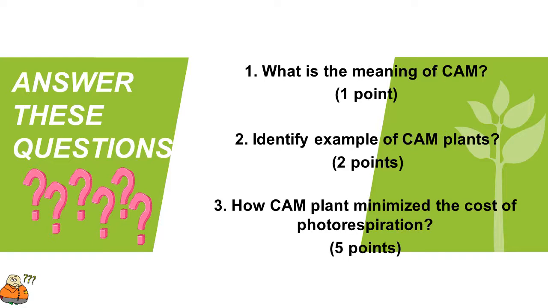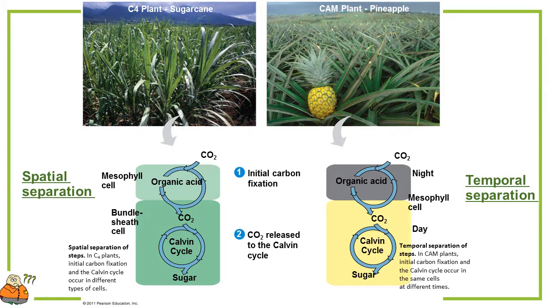Notice in this diagram, the CAM pathway is similar to the C4 pathway. The first step is carbon dioxide being incorporated with the PEP by the PEP carboxylase enzyme, producing an organic acid named oxaloacetate. Oxaloacetate then releases carbon dioxide, which enters the Calvin cycle. Please look at the numbers. Number 1 is initial carbon fixation. Number 2 is carbon dioxide released to the Calvin cycle.